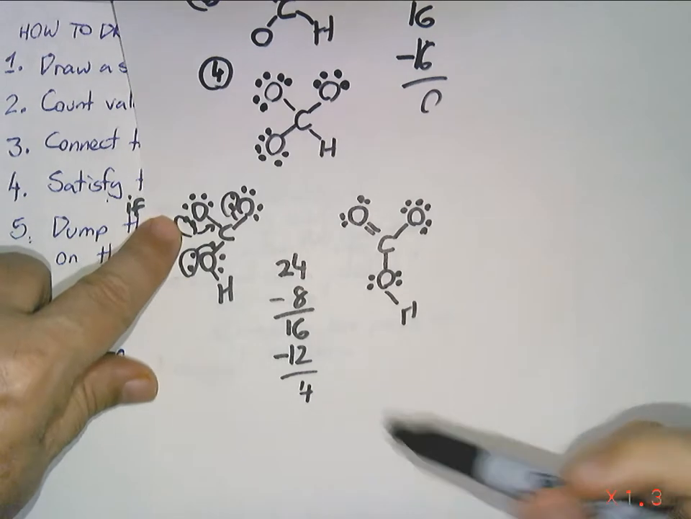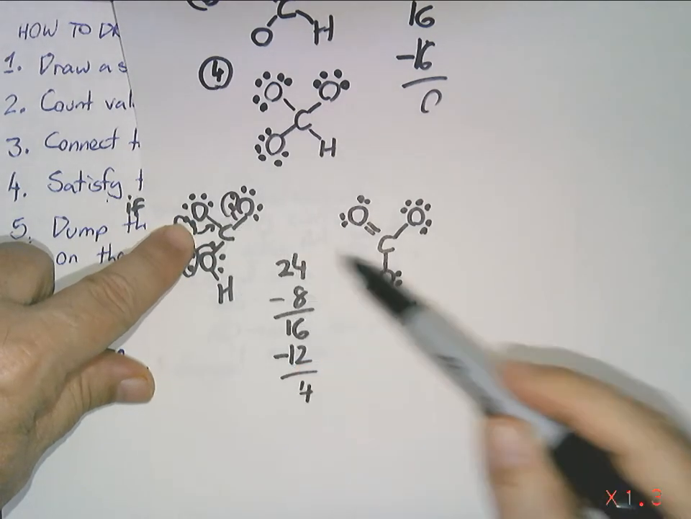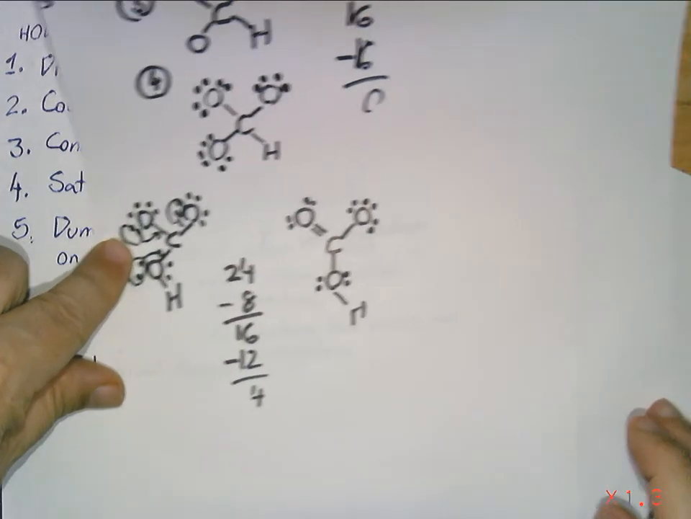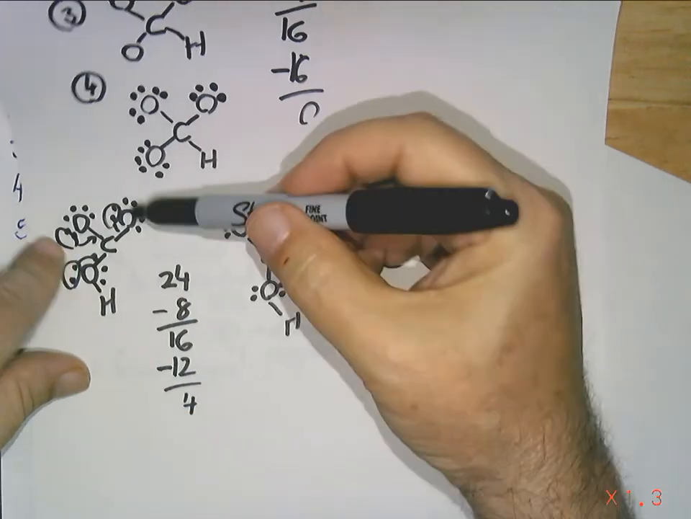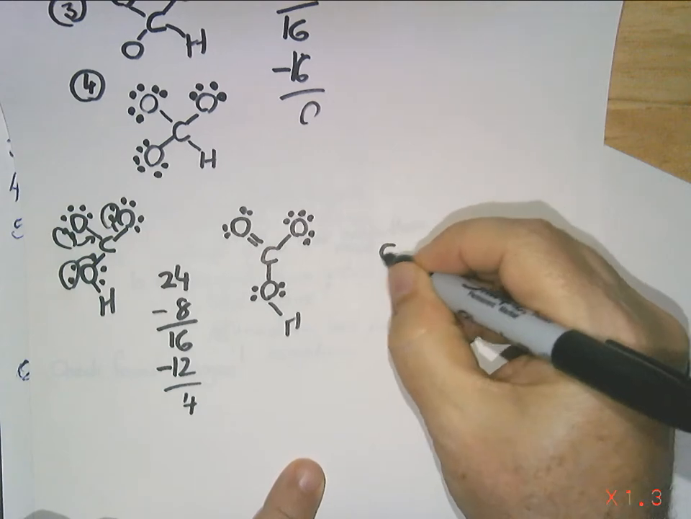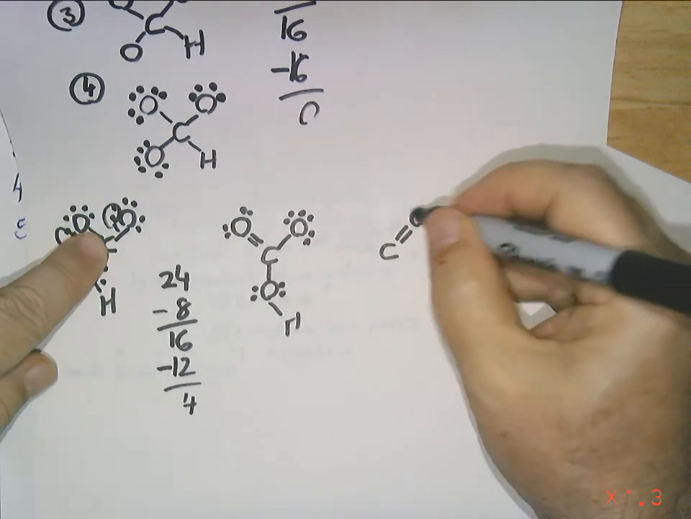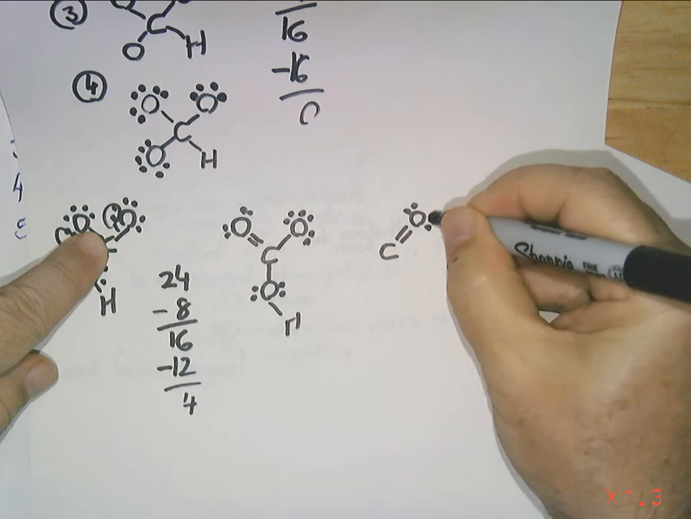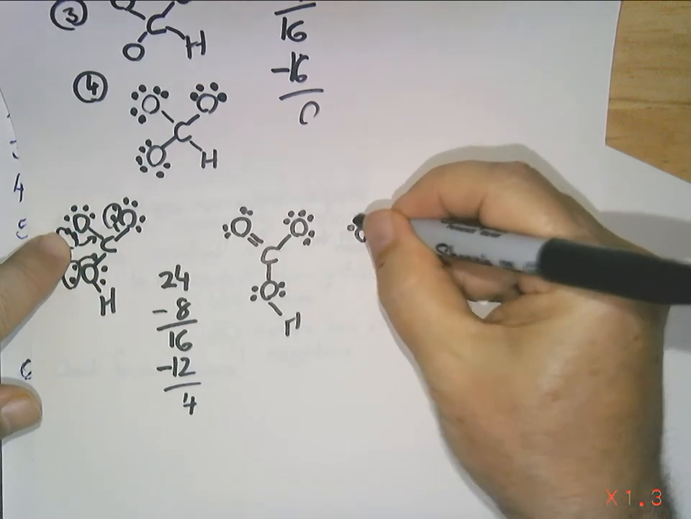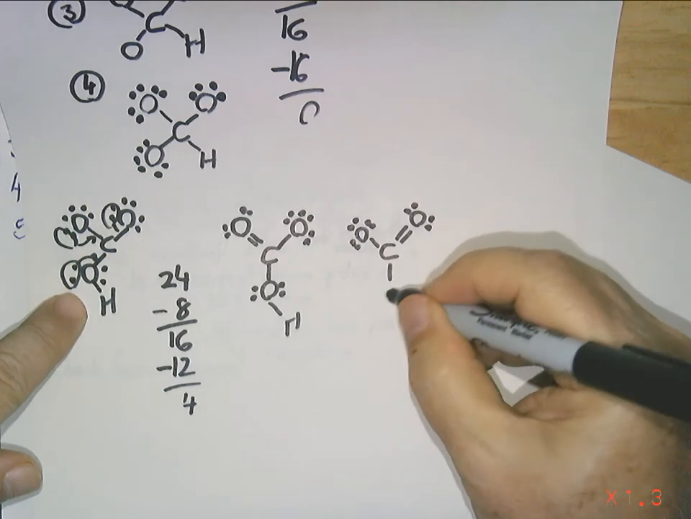So what I did was I took this structure and I just took this lone pair and made it a bond there, and that gave me that structure. Now I can also take this lone pair and put it there, and let's see what that gives me. That's going to give me a double bond going up this way. And I'll just copy this one over the way it is.